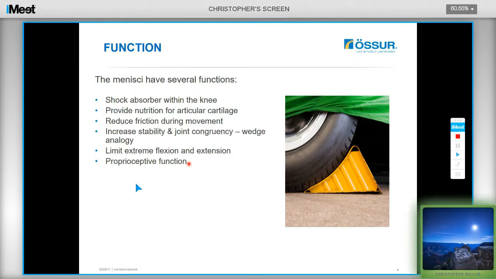The meniscus have also been shown to have a proprioceptive function. Within the meniscus, there are mechanoreceptors and nociceptors and all these types of receptors that aid joint proprioception.